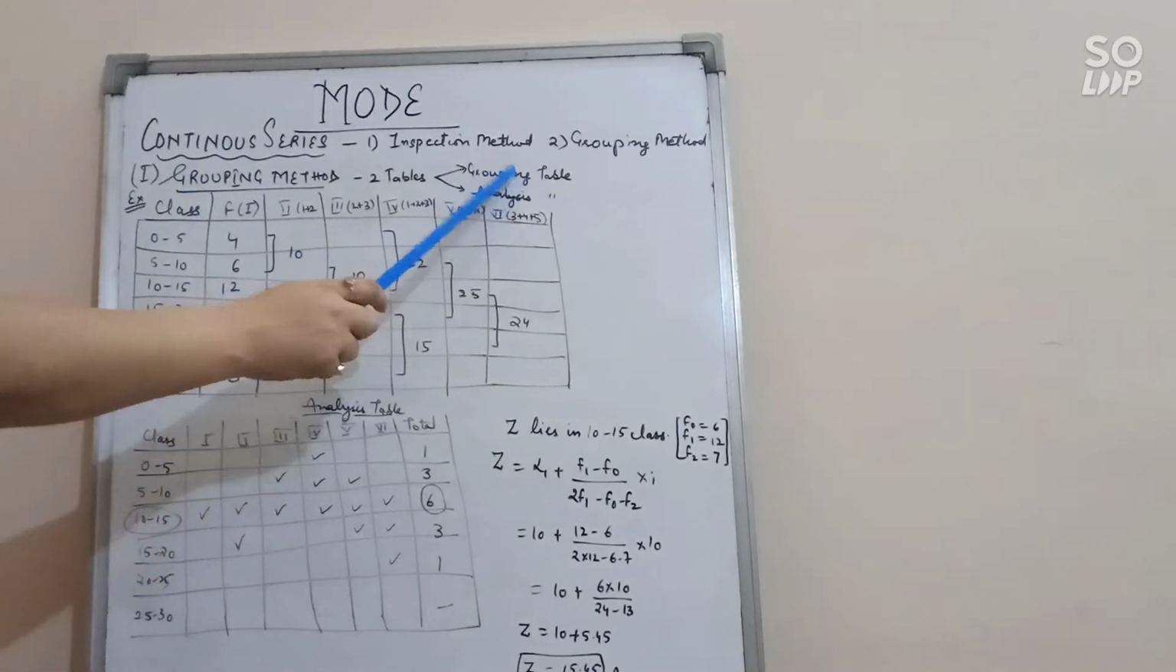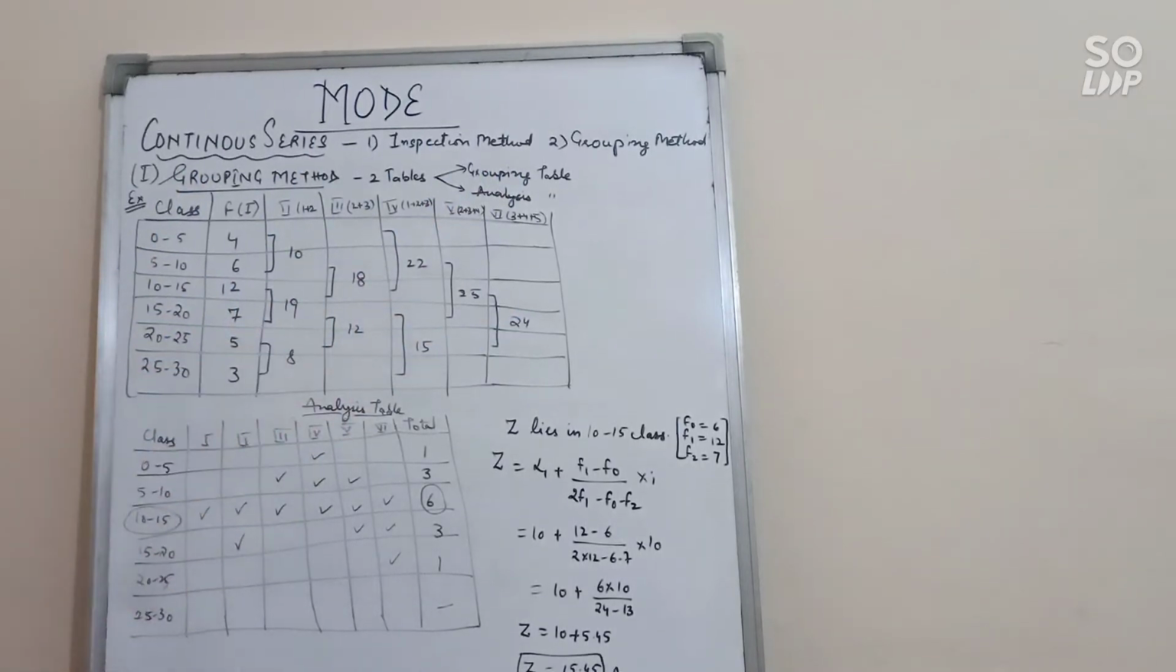So in the grouping table we need to make 6 columns, 6 different types of groups of frequencies. The first frequency, which is given, we will take as the first column. For the second column we will make groups of 2, starting with the first value. So 4 plus 6, 10; 12 plus 7, 19; 5 plus 3, 8.